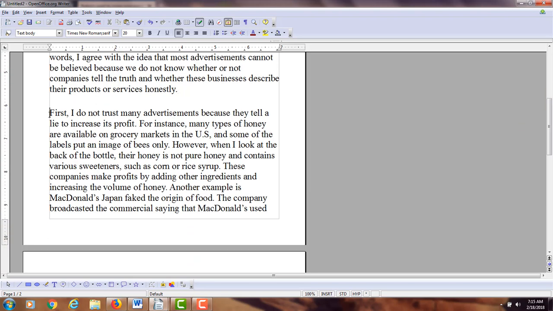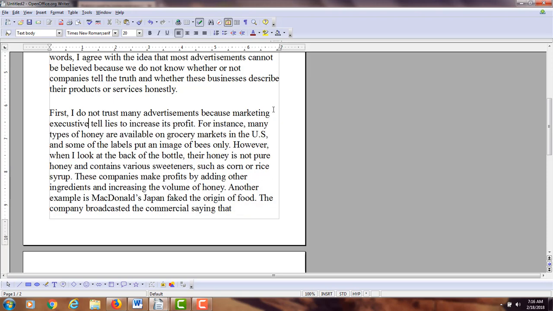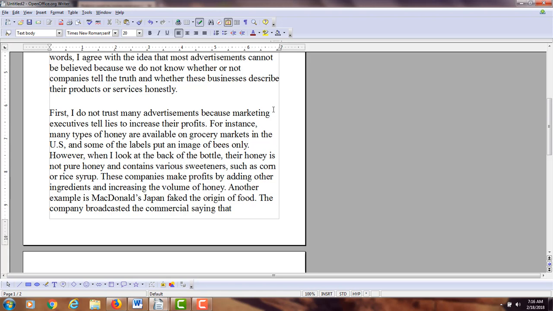All right, let's keep going here. So you say, first, I do not trust many advertisements because they tell, I would say here, tell lies, not a lie. And who is they? So this is what you want. This is unclear pronoun referent. What if you said marketing executives? And you want to say their and not it's, right? So again, this is a pronoun agreement issue.